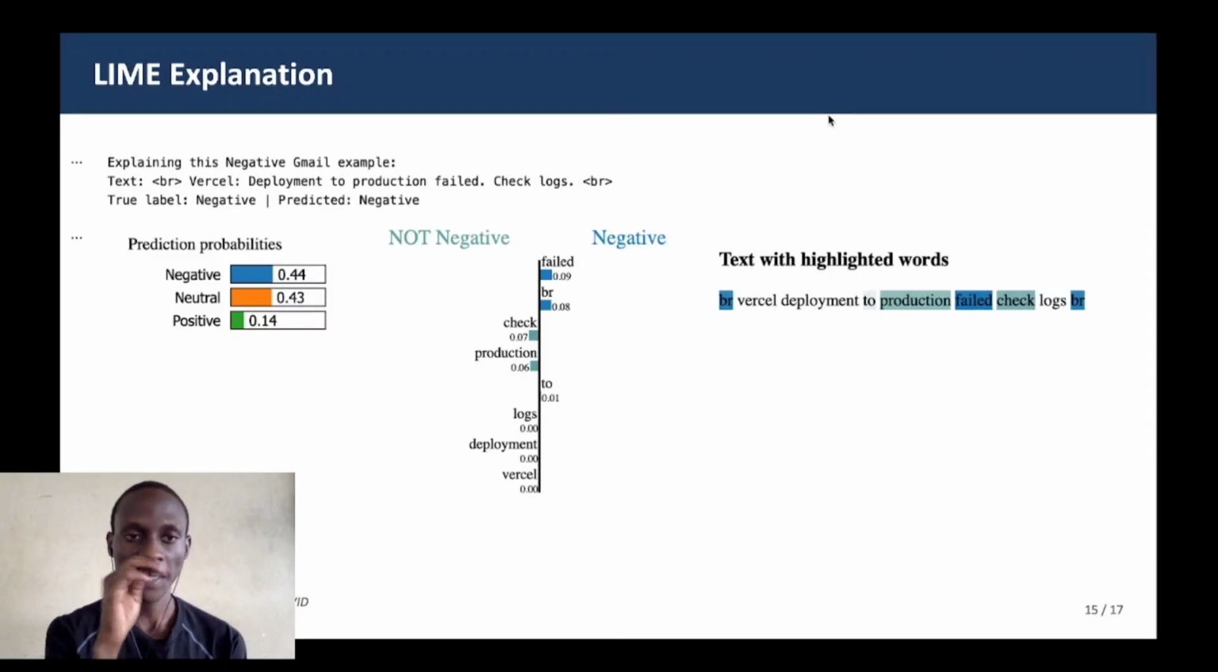The next thing I'm going to talk about is the local interpretable model-agnostic explanation. This one tells us why our message was labeled the way it was labeled. The message we are dealing with is "Vercel deployment to production failed, check logs." The word failed contributed most, followed by check, followed by production, whereas logs, deployment, and Vercel did not contribute anything.